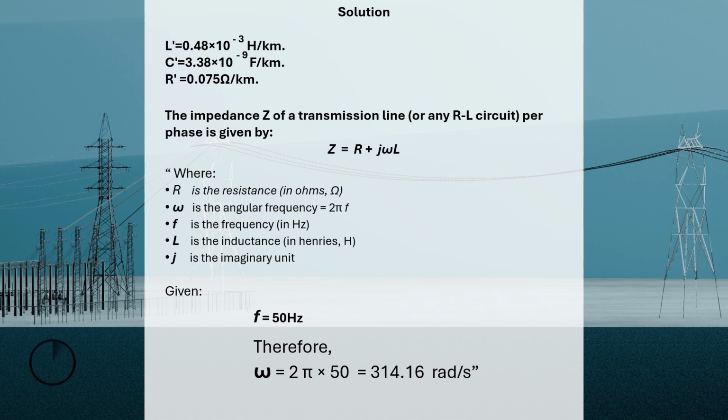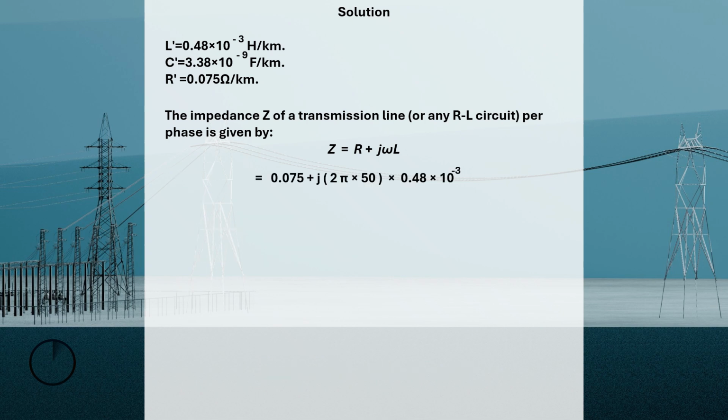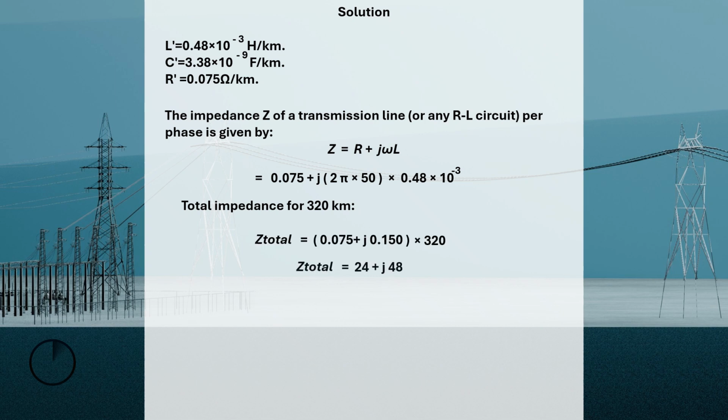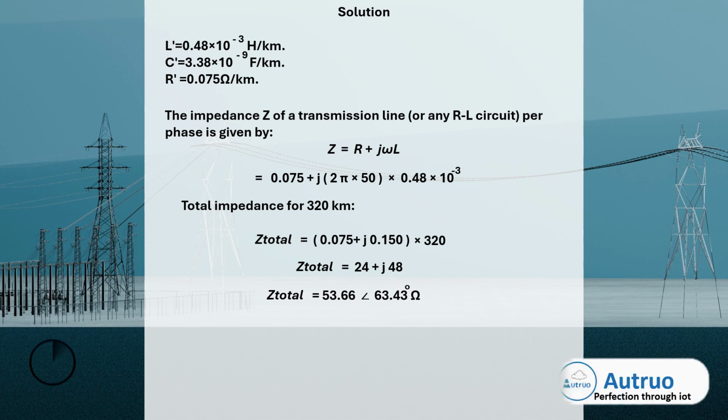Now substitute into the impedance formula. It will now be 0.075 plus j 314.16 times 0.48 times 10 raised to power minus 3. This will equal 0.075 plus j 0.150, and when multiplied by 320, this will equal 24 plus j 48. Now, convert this rectangular form to polar form. This will be equal to 53.66 at an angle of 63.43 degrees ohms.